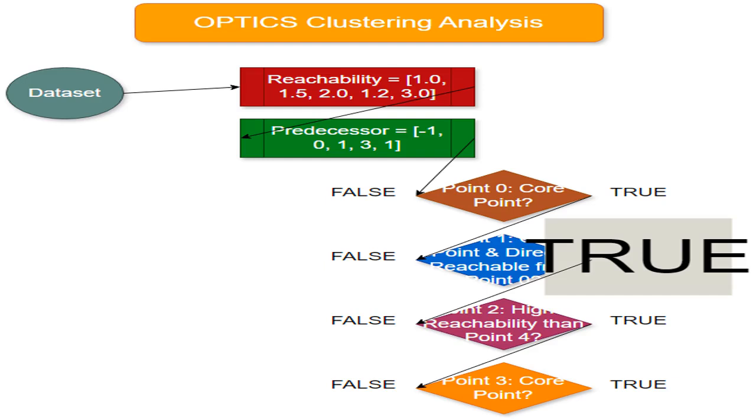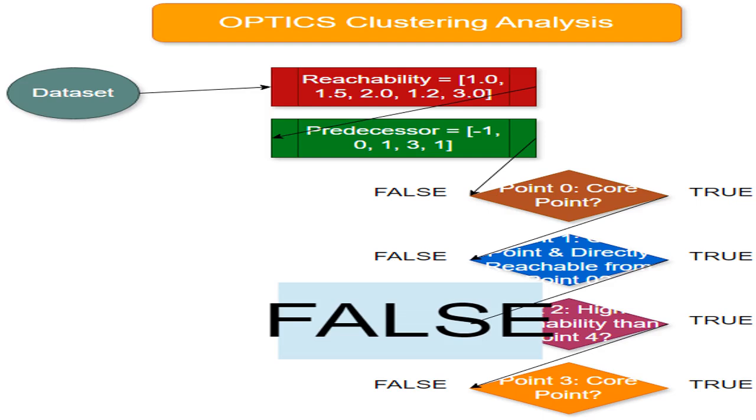Point 1 is a core point and directly reachable from point 0, as its predecessor is 0. This is directly observable from the given data. Based on the information I have, this statement is likely true. Point 3 has a finite reachability distance.